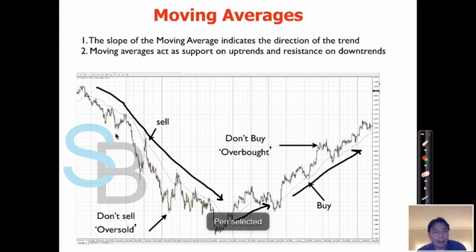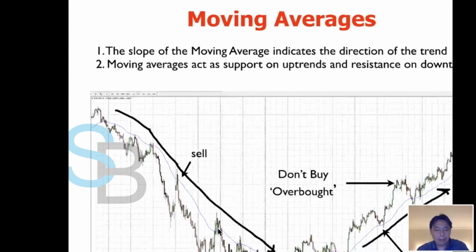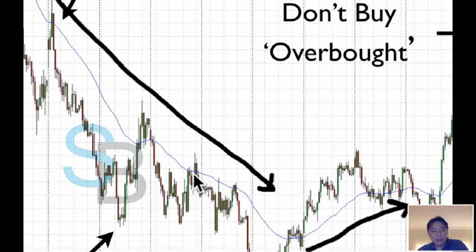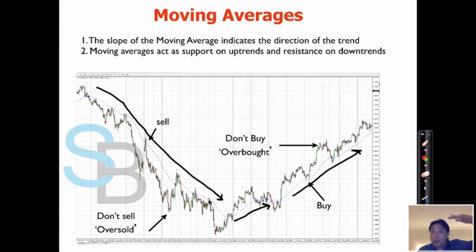Again, check it out. On a downtrend, can you see that the moving average acts as a resistance, resistance, resistance, right? So those are really good times to sell short because the price goes up, hits the resistance, comes back down and continues the trend.